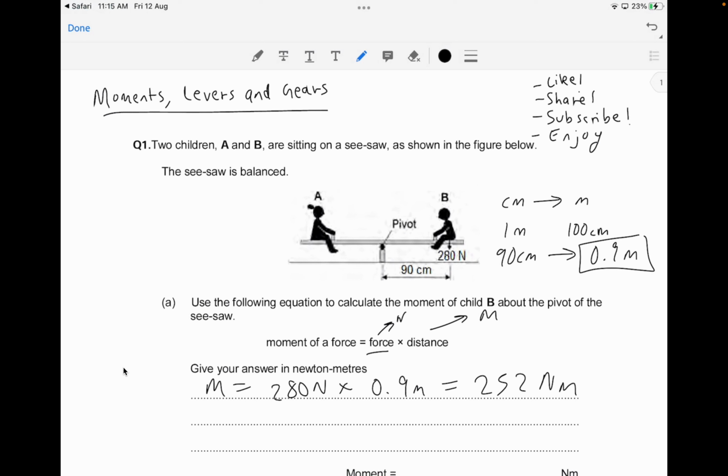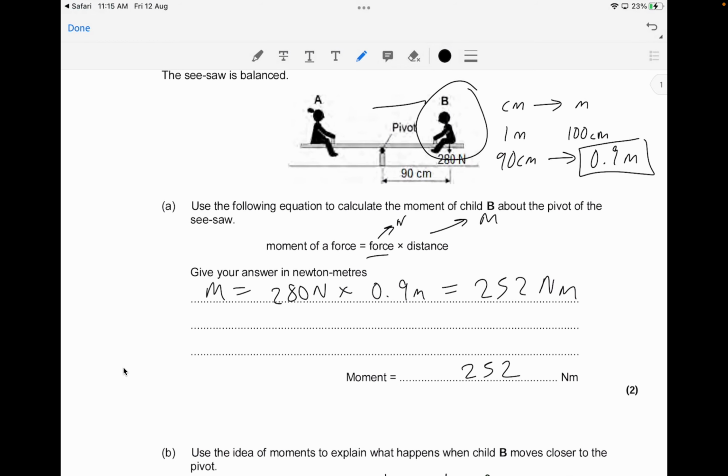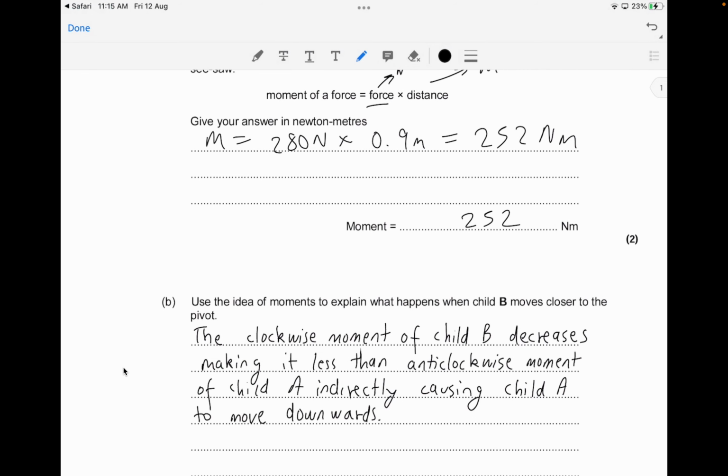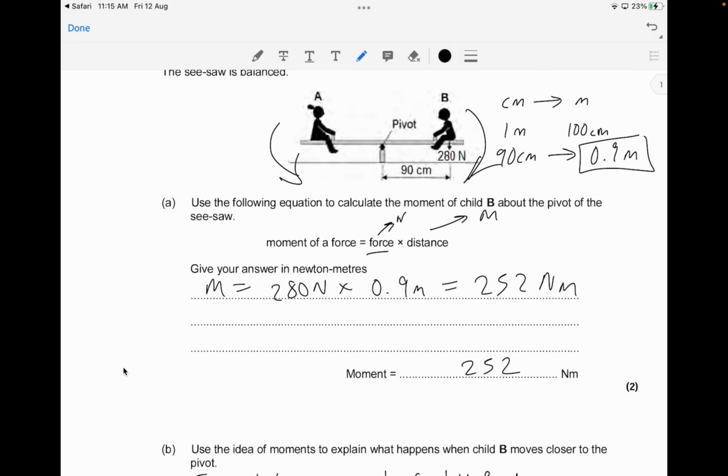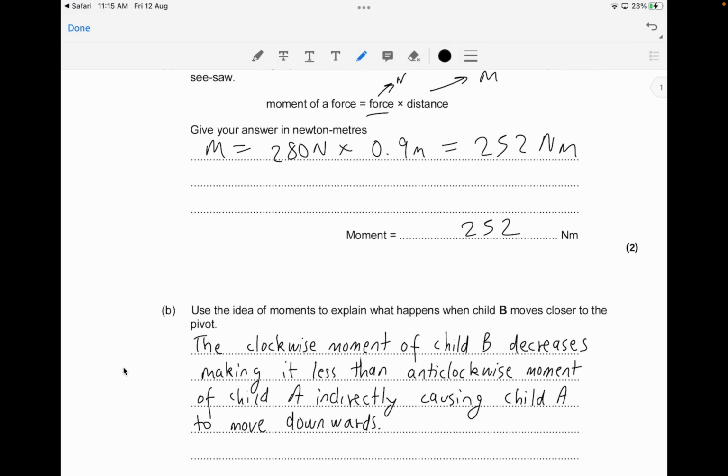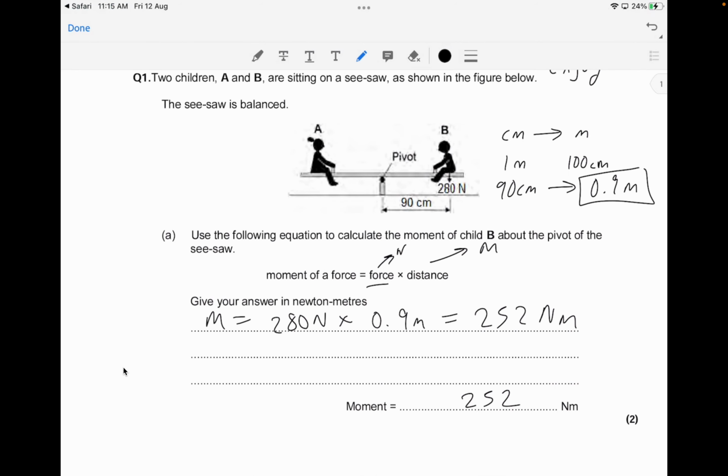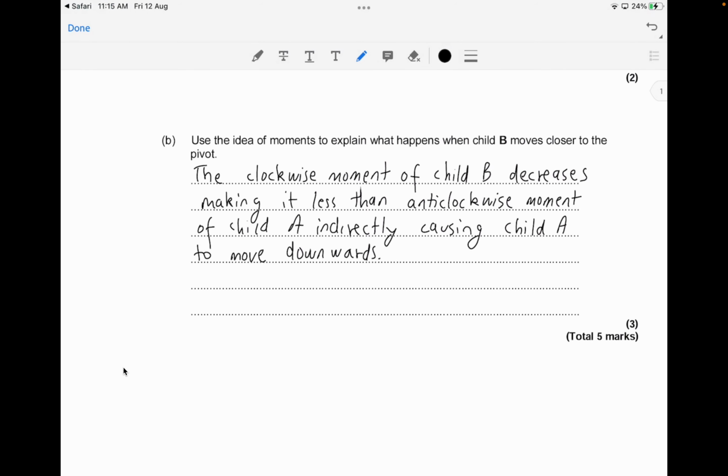Now the next question, we have to use the idea of moments to explain what happens when child B moves closer to the pivot. So what happens when, let's say, this child B moves closer to the pivot? So I've already written down the answer just to save up time. It is that the clockwise moment of child B decreases, making it less than the anti-clockwise moment. So this is the clockwise moment and this is the anti-clockwise moment, which makes the anti-clockwise moment of child A greater, so indirectly causing child A to move downwards and child B to move upwards. Alright, let's move on to the next question.